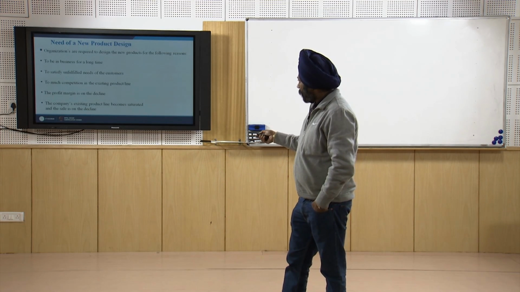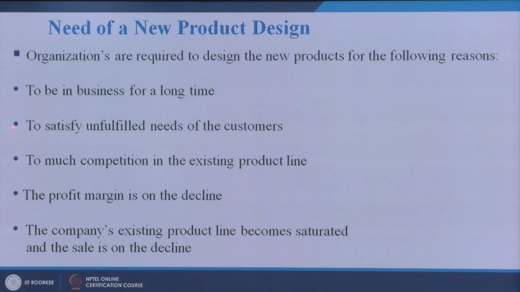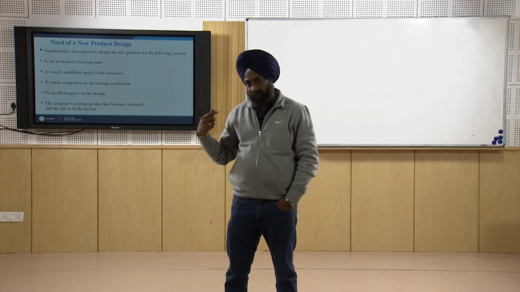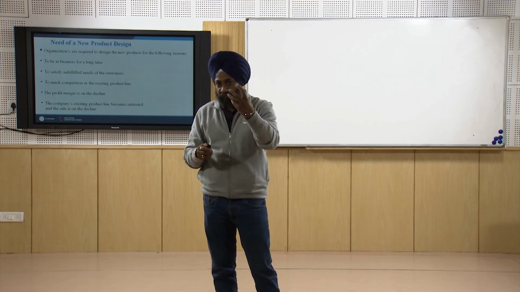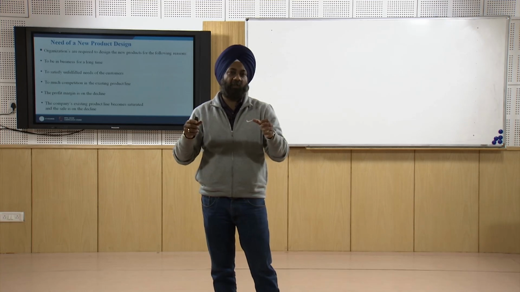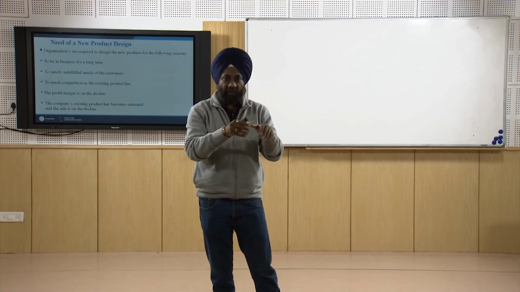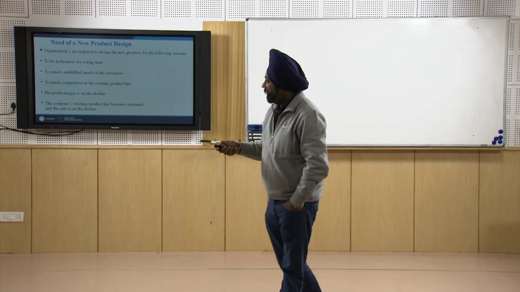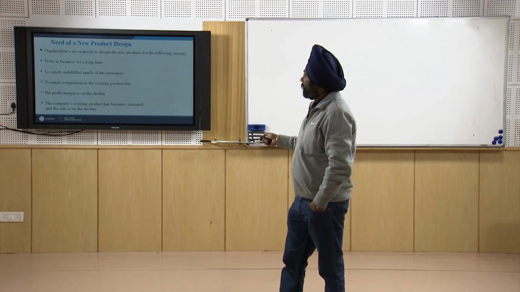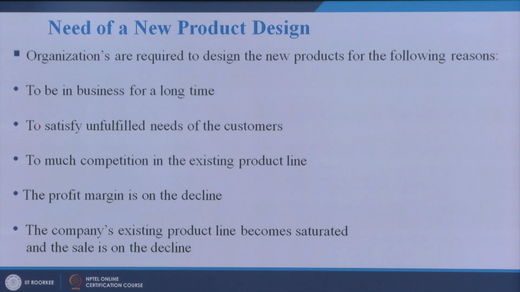So you can see, first is the survival strategy for the company. Second is to satisfy unfulfilled needs of the customers. There can be so many examples, which I will discuss in the next lectures, where there was a need that existed in the market and there were companies which satisfied those needs and made huge profits out of it. So the second reason for developing a new product is to satisfy unfulfilled needs of the customers. Third is too much competition in the existing product line. So too much competition in the existing product line is another reason.